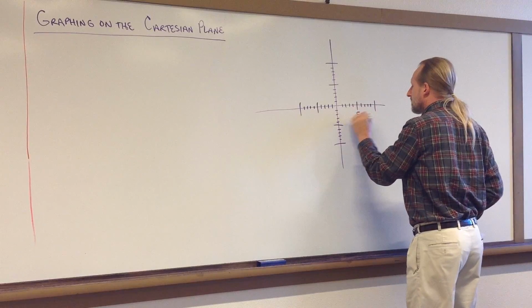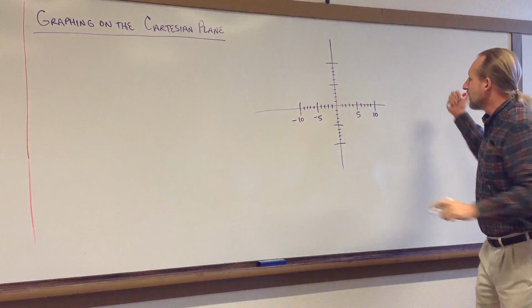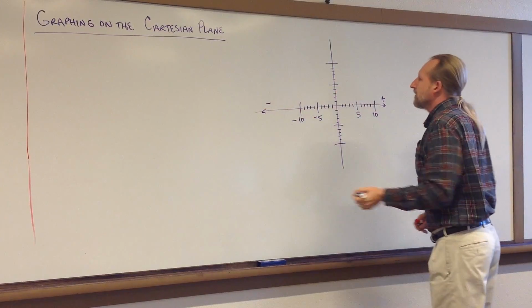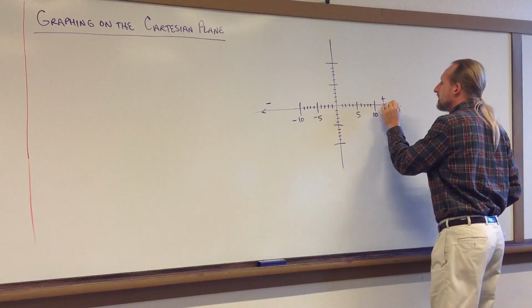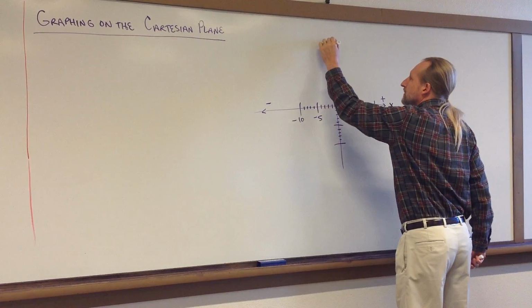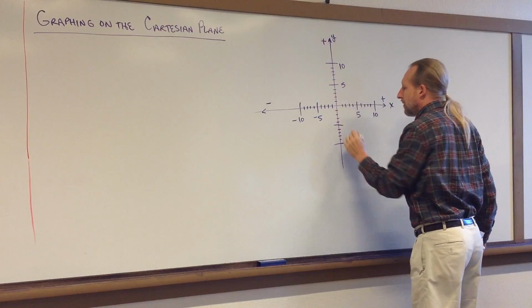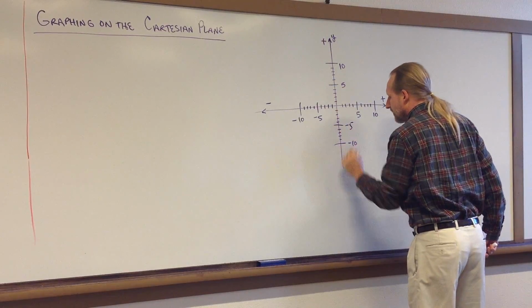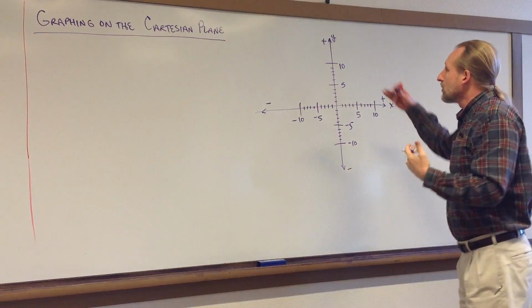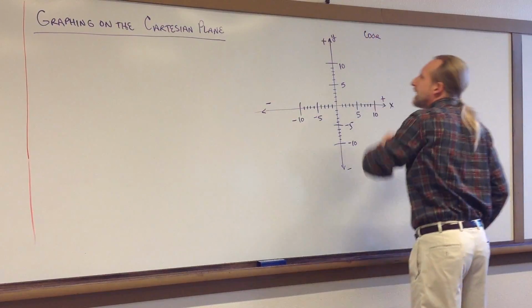The horizontal axis is like a regular number line. Okay, the positive numbers go off to the right, the negative numbers go off to the left, and we call this the x-axis. Okay, the vertical axis is called the y-axis. And here the positive numbers go up and the negative numbers go down. So this is sometimes called a coordinate axis. It's also referred to as the Cartesian plane.